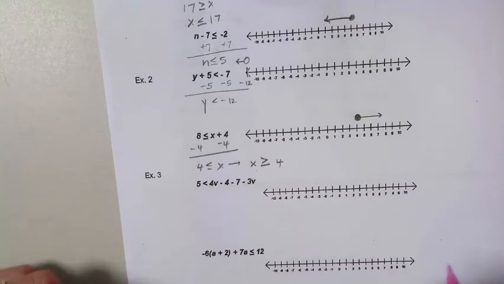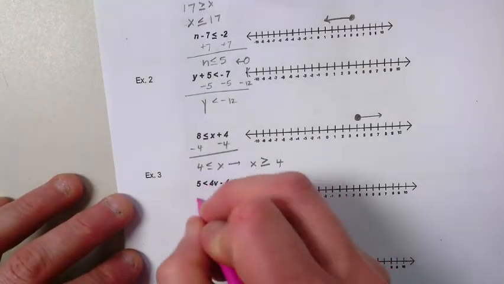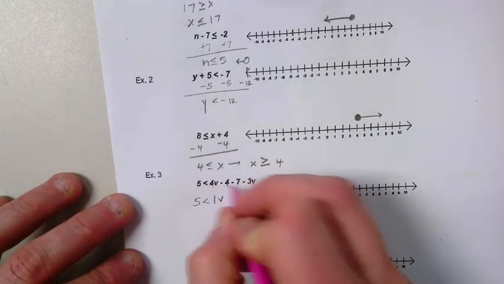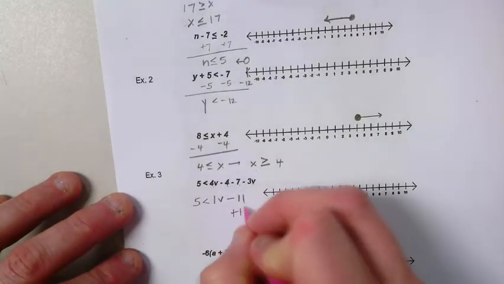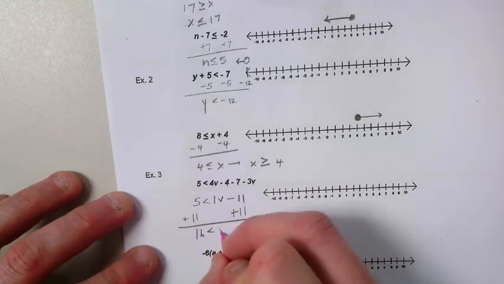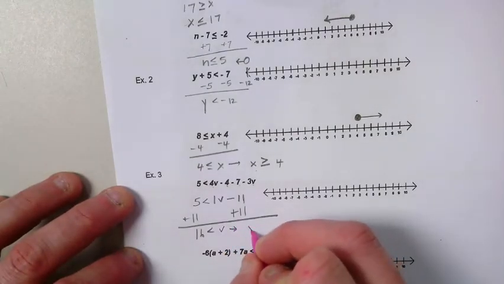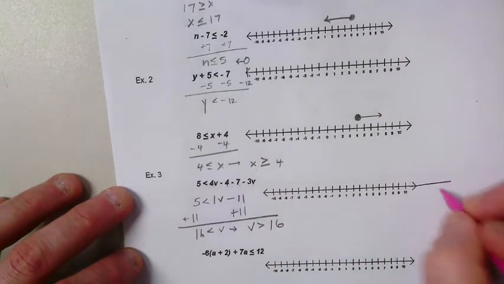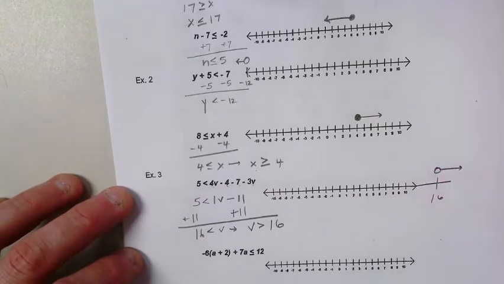Okay? Now, as we look at number 3, I'm going to combine the like terms before I do anything. 4v minus 3v is 1v. Negative 4 minus 7 is negative 11. Now to get v by itself, I'm going to add 11 to both sides. Okay, now again, I like to write them so that I can read from left to right. So v is greater than or equal to 16. Just greater than. I read it as greater than or equal to.